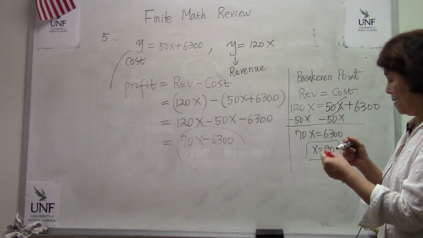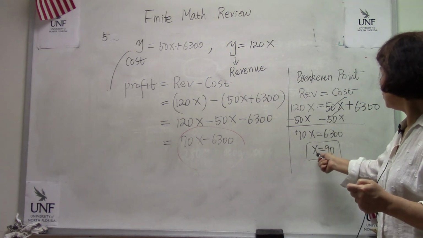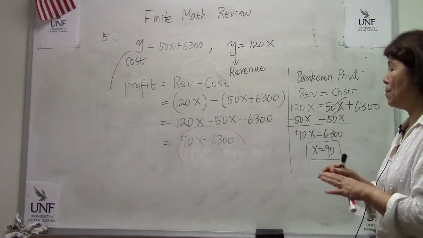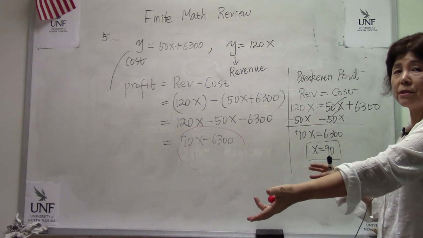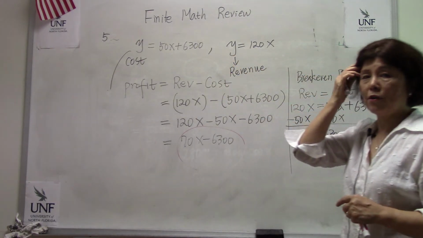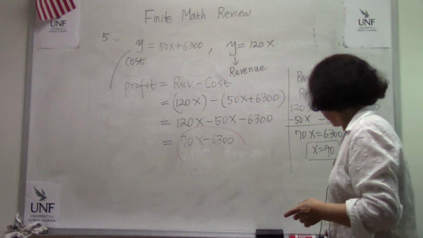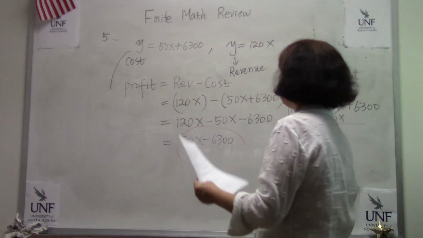Okay? So that means until you sell 90 of them, you don't make any profit. Even though you have money in the cash register, that money goes to the part that you already spent. But after that, everything is going to be profit.